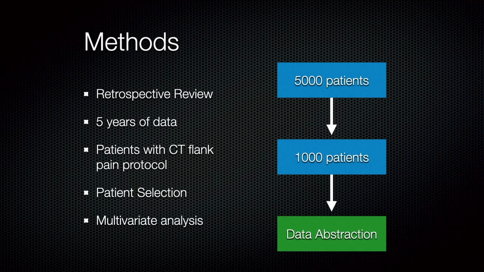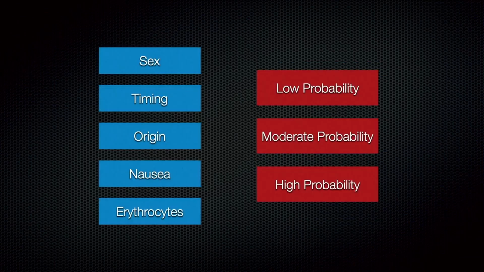And they did a multivariate analysis. They got 5,000 patients initially, got it down to 1,000 patients, and did their data abstraction off of those, right? And so they developed this thing called the STONE score, which is a mnemonic for sex, timing, origin, nausea, and erythrocytes, right? So male or female, how long has the pain been going on? The origin would be where in the body is it? And then presence of nausea, and then presence of blood in the urine, right?